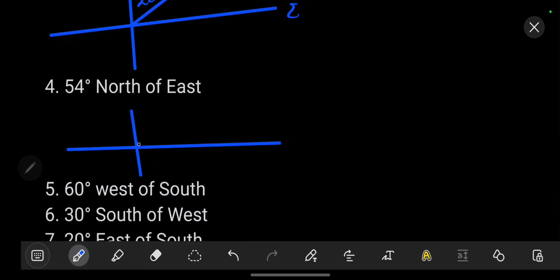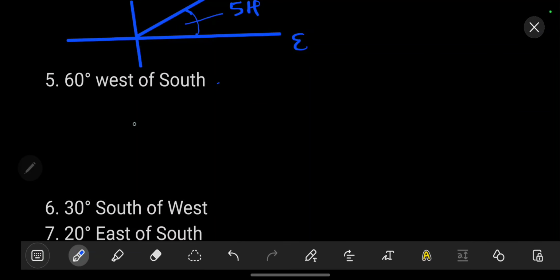Same approach, our north of east is going like that. Then we know that north of east means begin at east. We know our east is here. Go up until you meet the line. You are going towards the north. So this is where our 54 degrees is.